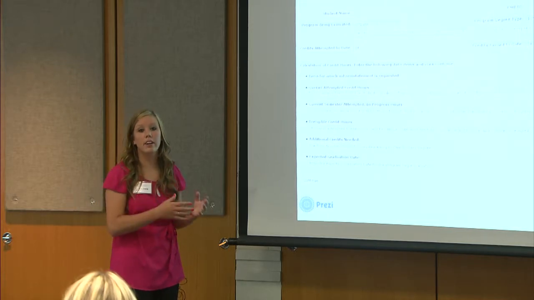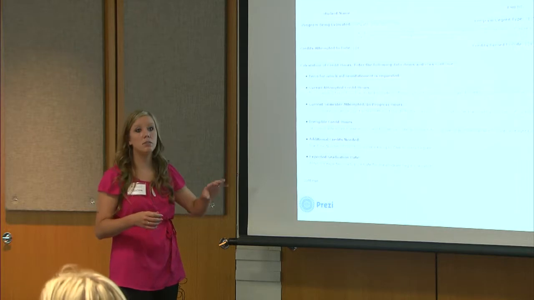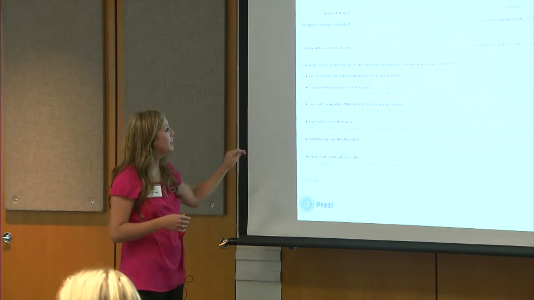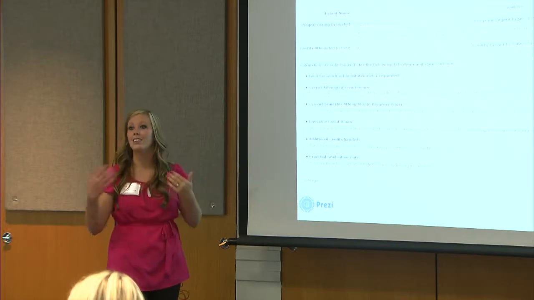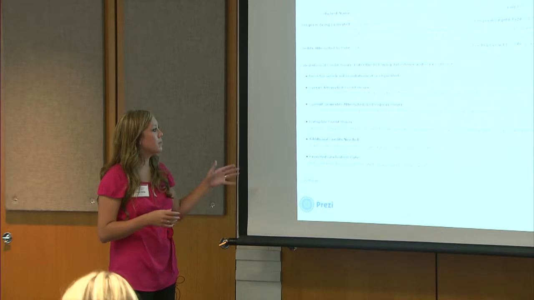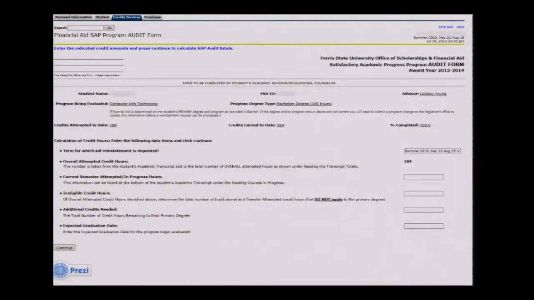So courses that are not going towards that primary degree, we want to know how many credit hours, because we're going to take that away from that top number up there, okay? And then the additional credit hours that they still need to get their primary degree and their expected graduation date, and then just hit continue, and then that'll automatically be sent to the financial aid office.